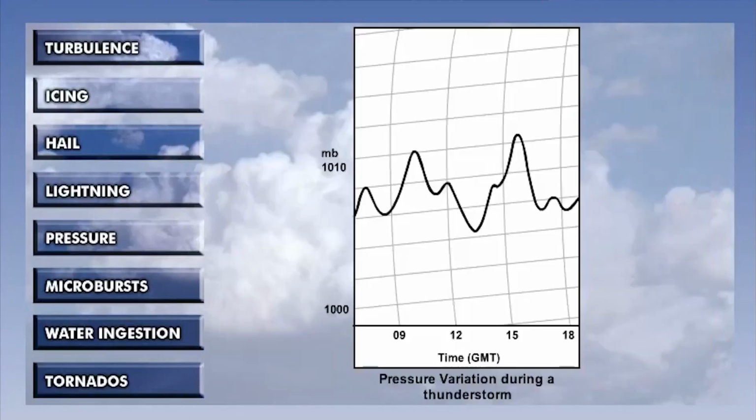Pressure variations. Large pressure variations can occur in and around cumulonimbus clouds. Changes to the QNH, or QFE, can lead to errors in the indicated height of plus or minus 1,000 feet, or plus or minus 300 meters. These, together with severe turbulence and strong winds, can give very dangerous conditions near the ground.